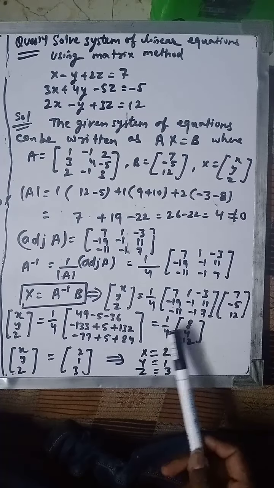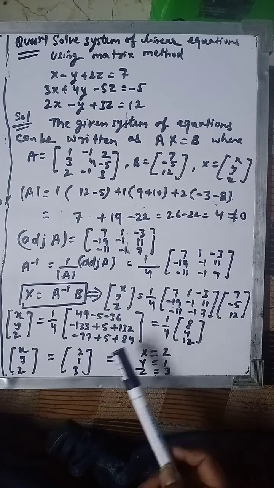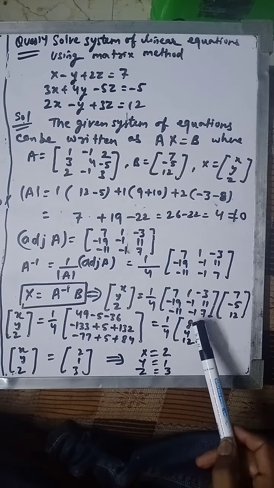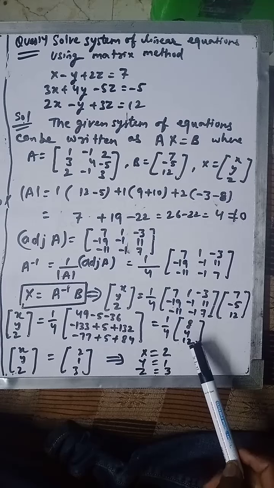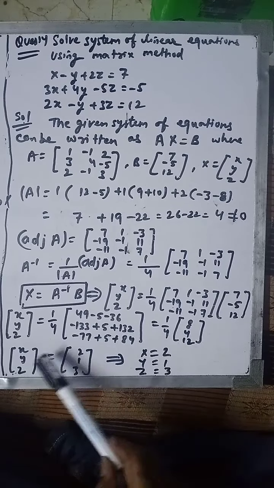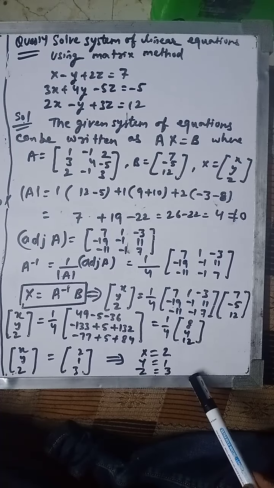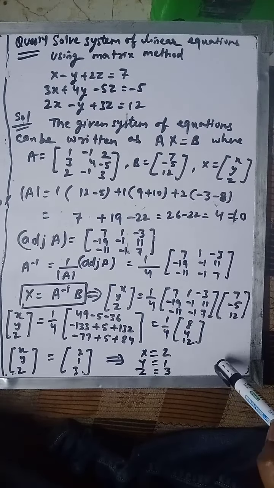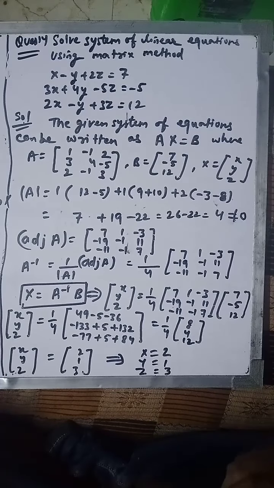So you have to insert 4 into this matrix. You get 2, 1, 3. Okay, because 8 upon 4 is 2, 4 upon 4 will be 1, 12 upon 4 would be 3. So this will come. So on comparing you will get the values of X, Y and Z. Okay, this is how we can solve the system of linear equations. Got it? Okay.